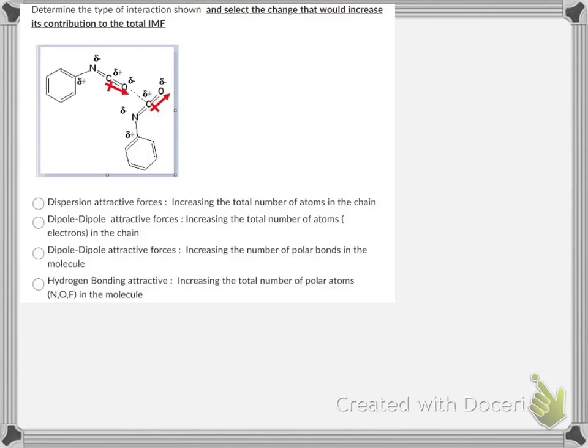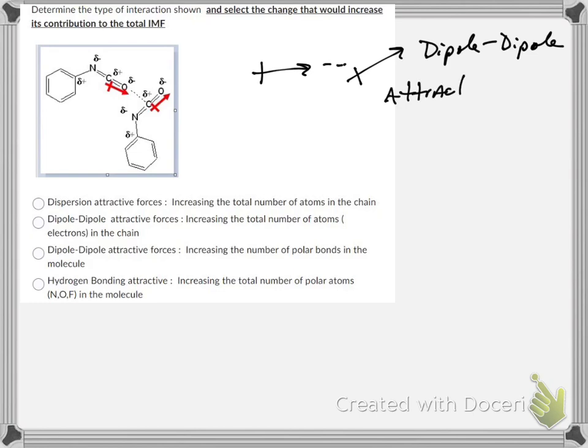Here we're showing dipolar moments in red, showing the arrow that way. So we would identify this as dipole-dipole attractive forces, and this is going to increase by the number of total polar bonds. The greater the number of polar bonds present, the stronger the dipole-dipole attractive forces will be. So we would pick C.